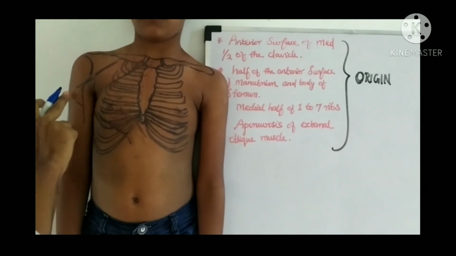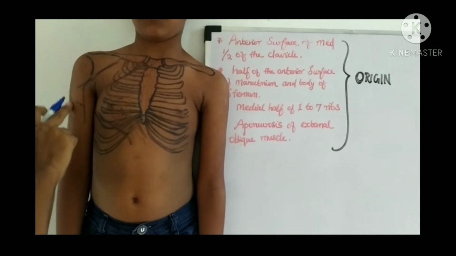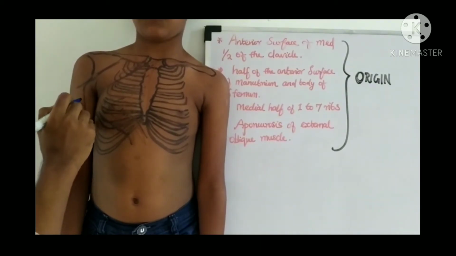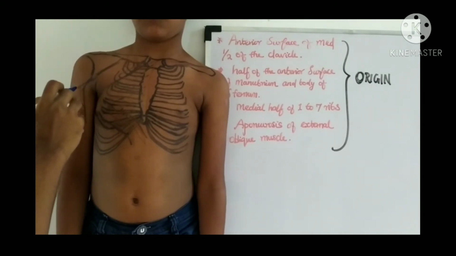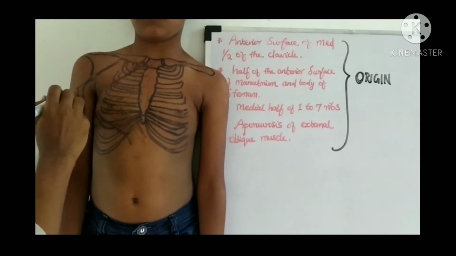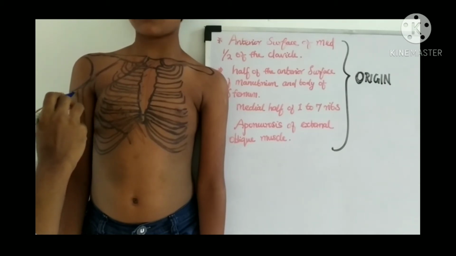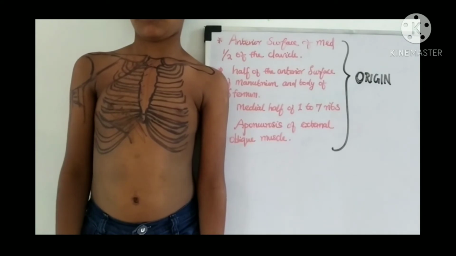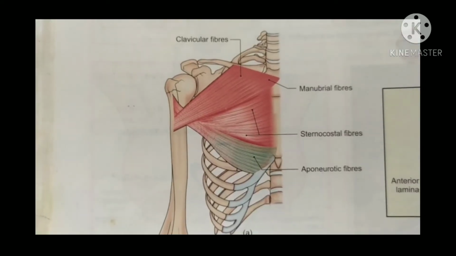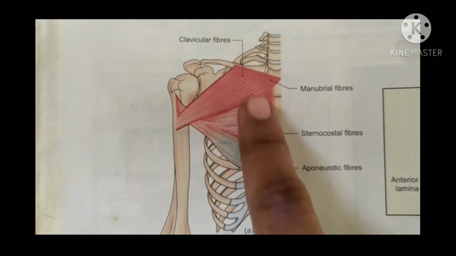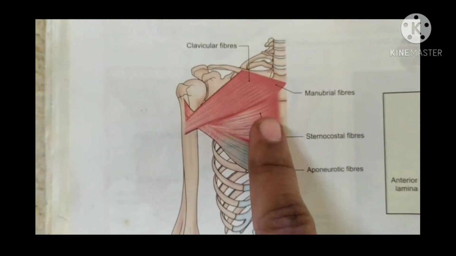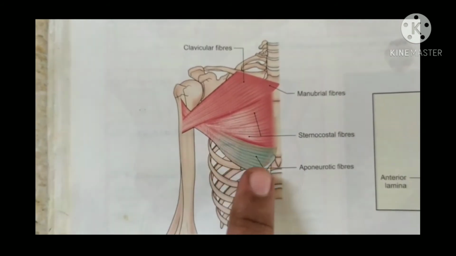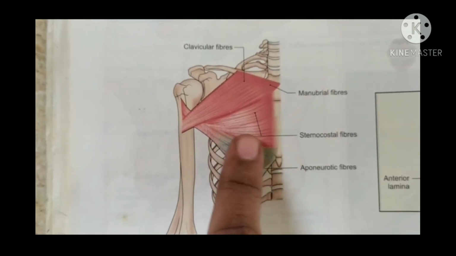here will be having medial lip and also the lateral lip of intertubercular sulcus, which will be here in the humerus. So here the muscle goes and, as I said, this medial lip, lateral lip, so it's inserted into the lateral lip. Okay, so guys, here you can see this is the muscle actually. The clavicular fibers, manubrial and sternocostal fibers from the ribs and the sternum, and the aponeurotic fibers.